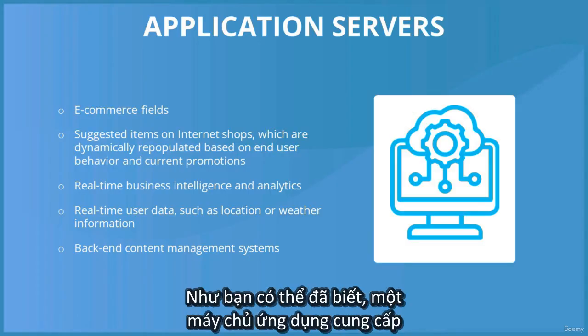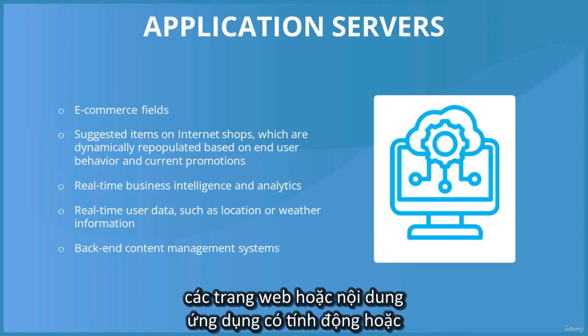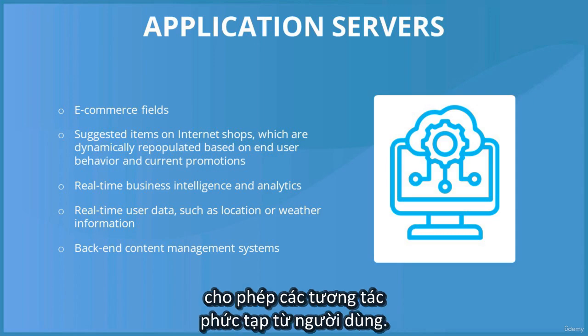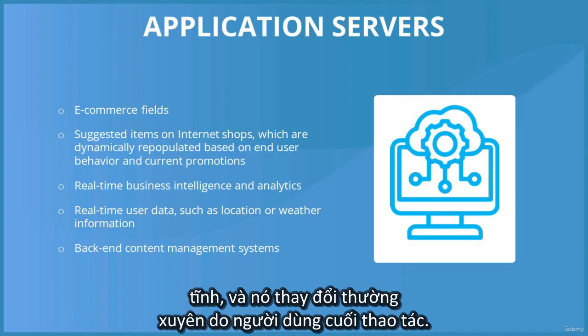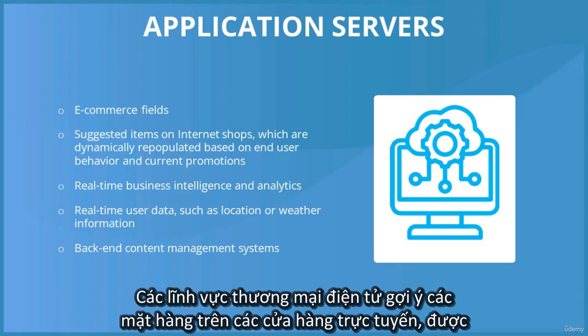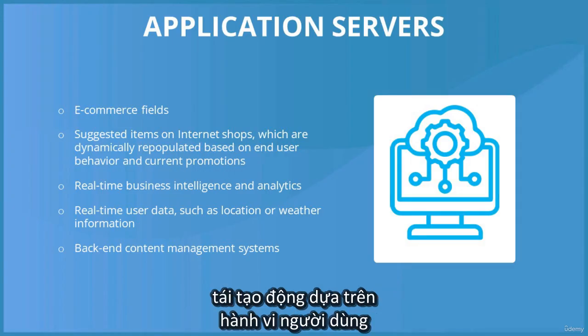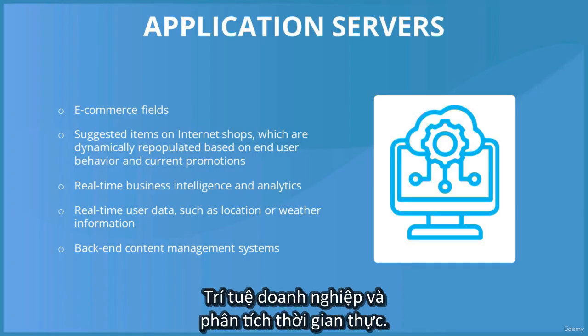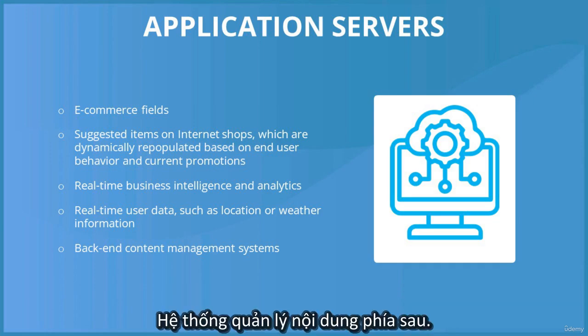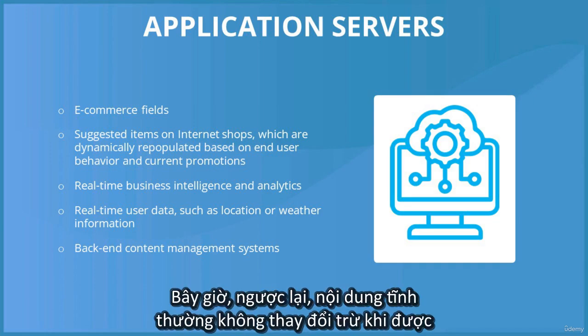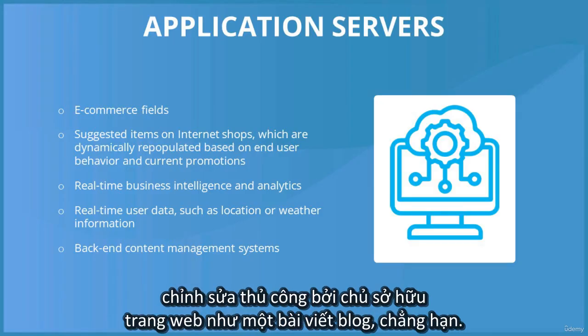As you may already know, an application server provides web pages or application content that is dynamic or allows complex user interactions. Dynamic content is more interactive and involved than static content, and it changes regularly due to end-user manipulation. Examples include e-commerce fields, suggested items on internet shops which are dynamically repopulated based on end-user behavior and current promotions, real-time business intelligence and analytics, real-time user data such as location or weather information, and back-end content management systems. In contrast, static content generally doesn't change unless it's manually edited by the site owner, like a blog article, for example.